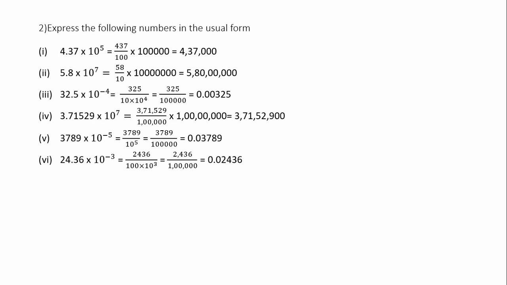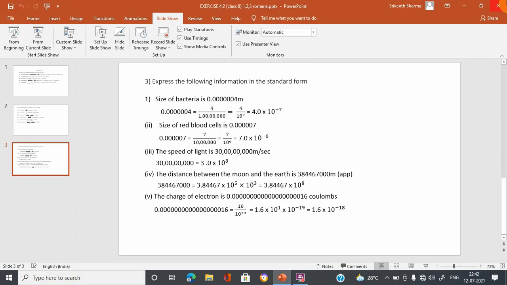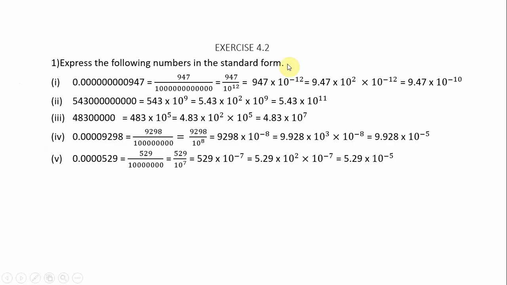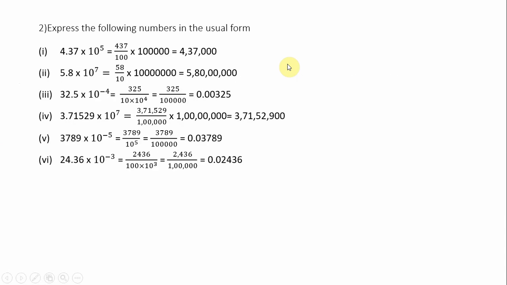Express the following numbers in the usual form. It means you are given the standard form and your question is to show it in the usual form. For example, 4.37 into 10 to the power of 5, right?